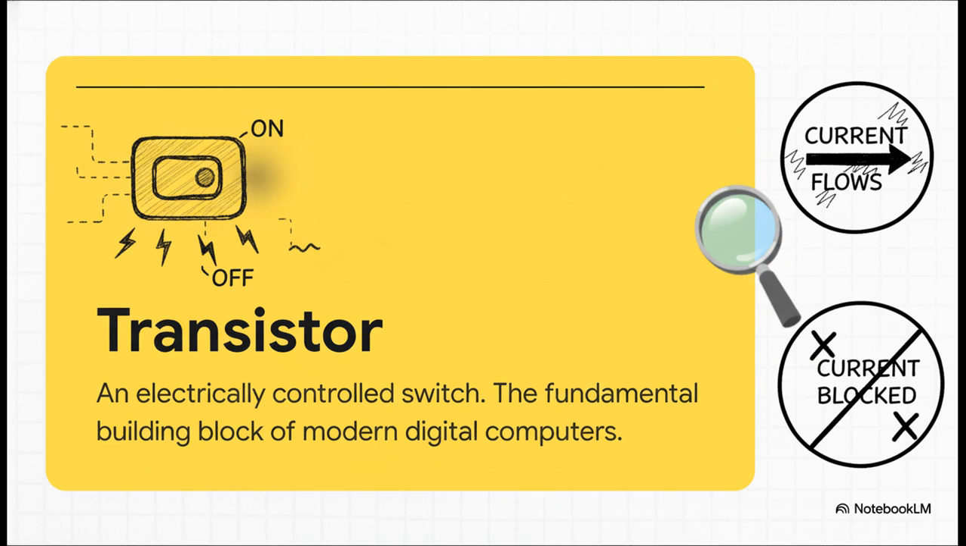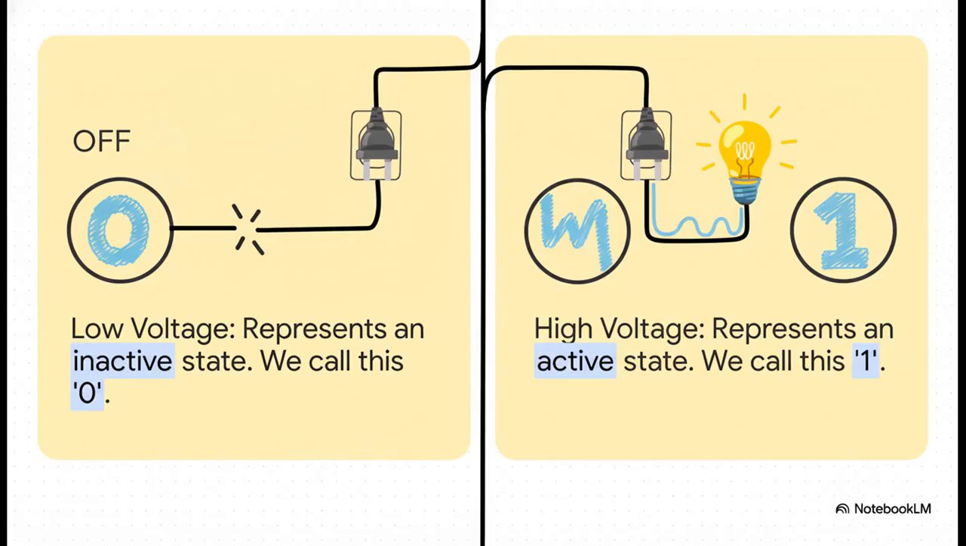And here's the key part. There's no dimmer. It can't be kinda on or mostly off. It is either completely on, letting electricity flow, or it's completely off, blocking it. Anything in between is just noise, totally unreliable. So what you're left with are two, and only two, super reliable, distinct states. Low voltage, which means off, and high voltage, which means on.